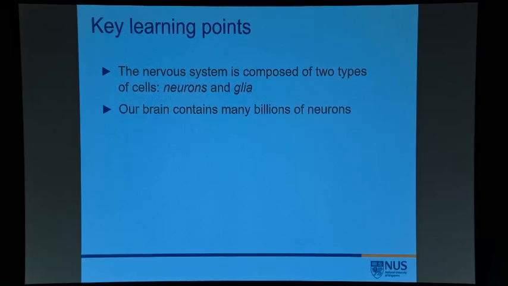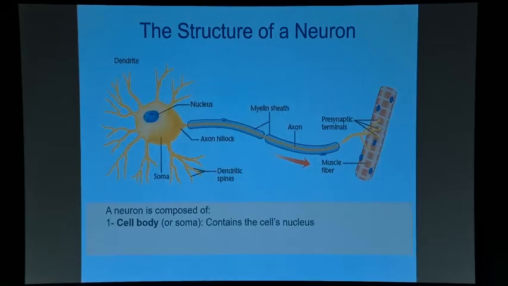Okay, so now we can look at the structure of a neuron in more detail. And generally, neurons have three main components to them. They have a cell body, which is pictured here. Sometimes you might see it referred to as a soma as well. And this is the central body of the cell that contains the nucleus of the cell.